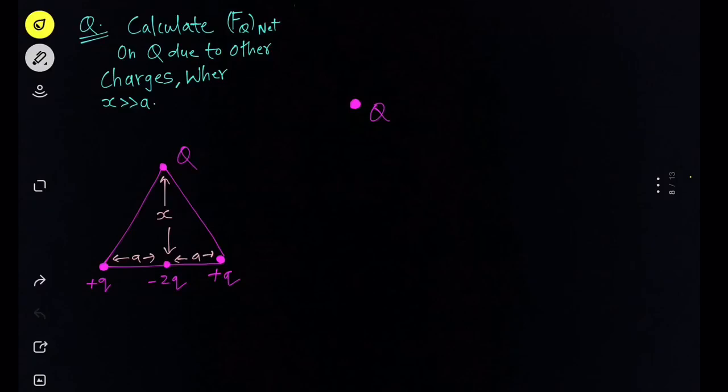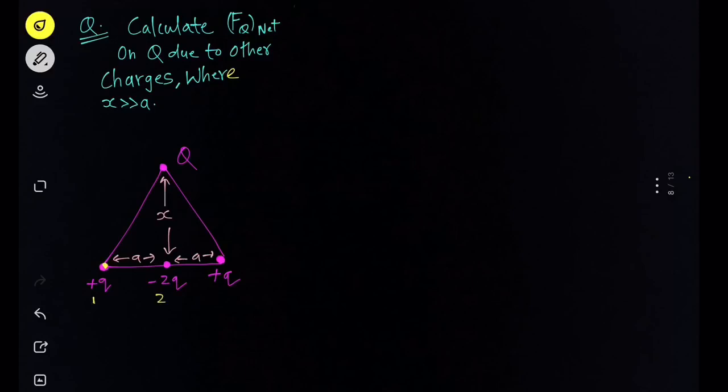We have to take the consideration x greater than a. Now what is a? a is the distance between the two charges at the base. Let's consider this is the first charge, second charge, third charge, and this one is the fourth charge. Now I'm going to show the forces acting on capital Q.